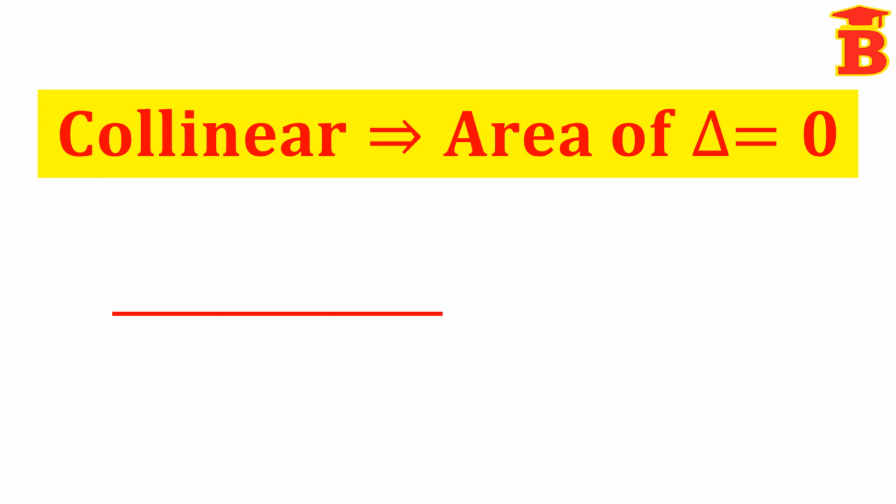For example, consider this line. We take 3 points A, B, C. This is the first point A, and this is second point B, and this is third point C. So all the 3 points lie on the same straight line. So we say that these are the collinear points.